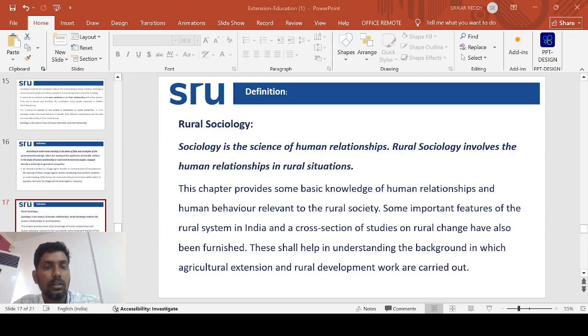I think that's it for this session. In this session, sociology, rural sociology, and the scope and importance of rural sociology have been studied.